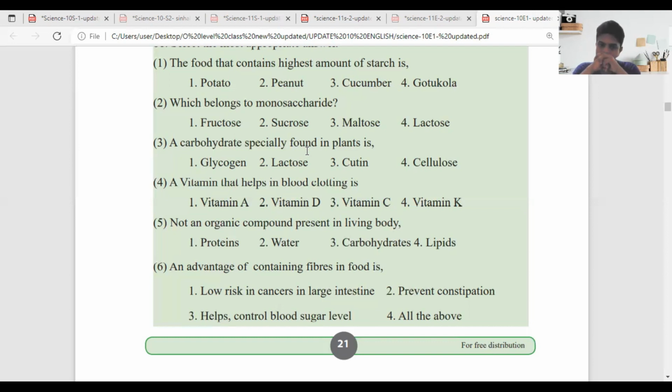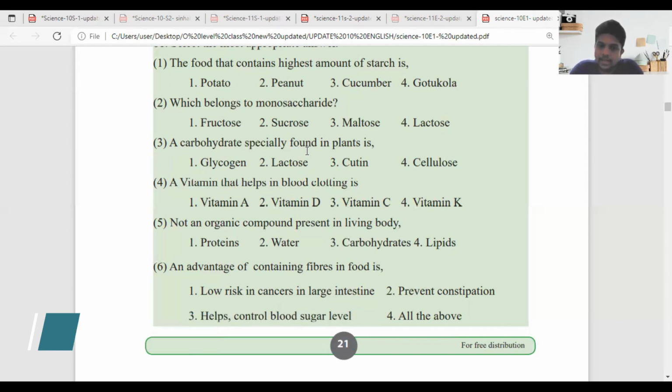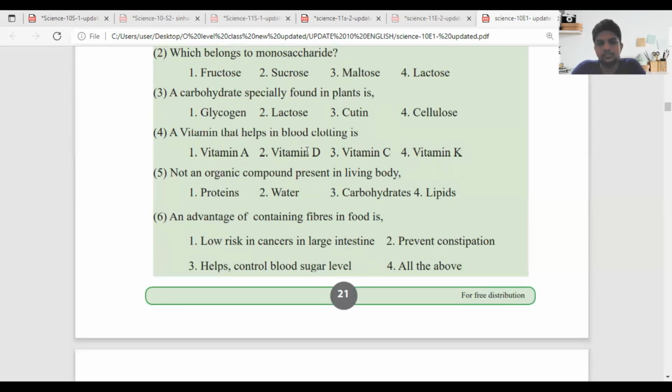A vitamin that helps in blood clotting is the fourth answer, vitamin K. So as we explained, the answer is number 4, vitamin K. So you have to remember the importance of vitamin A, D, C, and K all. But for the blood clotting purpose, it is vitamin K. Good. Fifth.